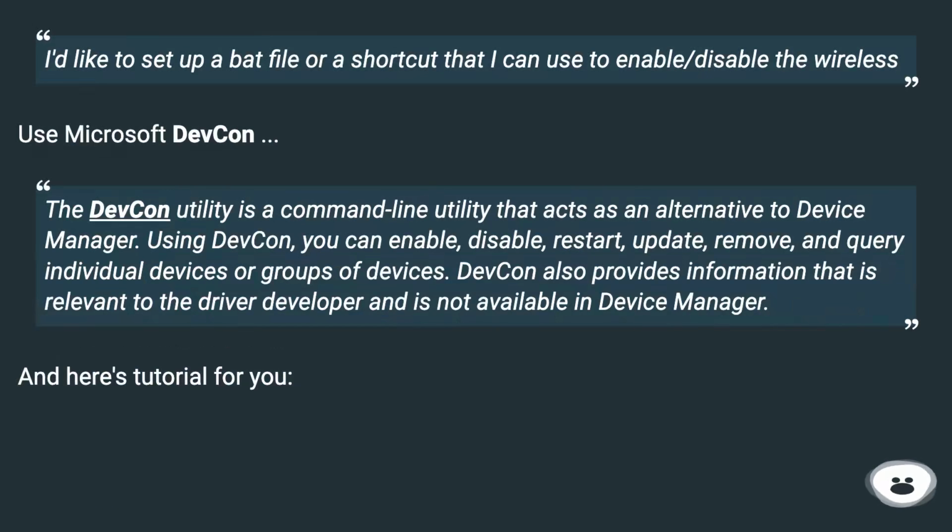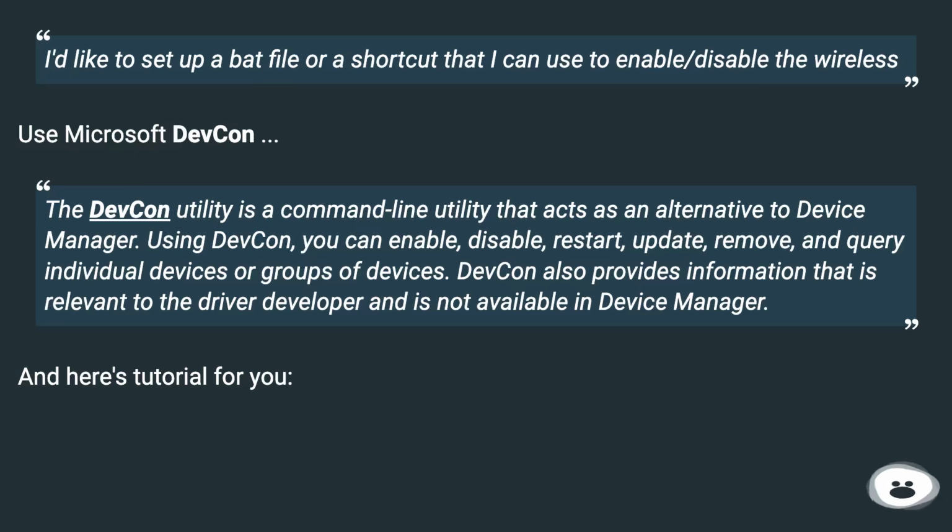I'd like to set up a BAT file or a shortcut that I can use to enable/disable the wireless. Use Microsoft DevCon. The DevCon utility is a command line utility that acts as an alternative to Device Manager. Using DevCon, you can enable, disable, restart, update, remove, and query individual devices or groups of devices. DevCon also provides information that is relevant to the driver developer and is not available in Device Manager.